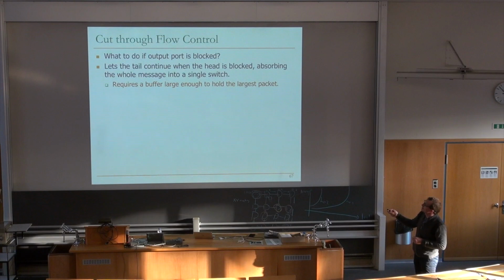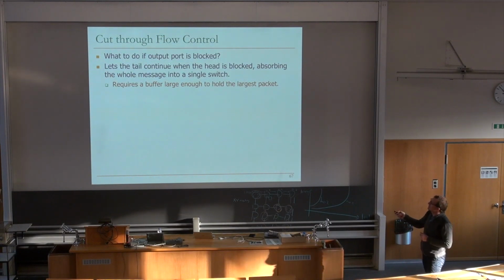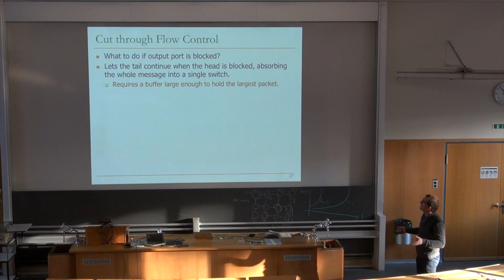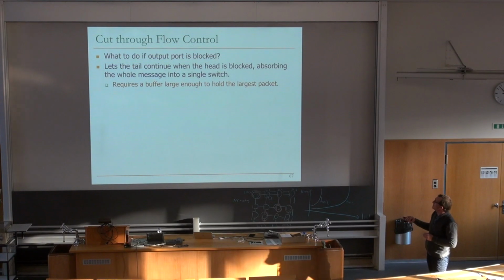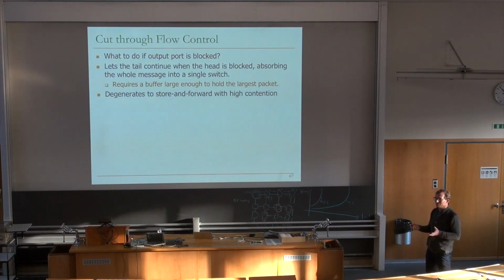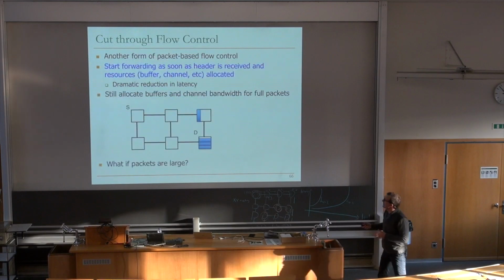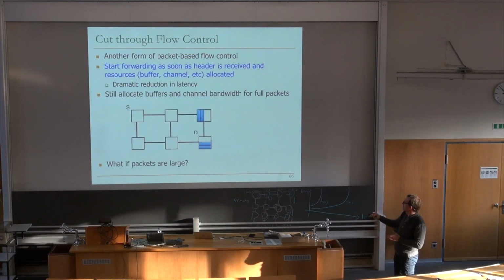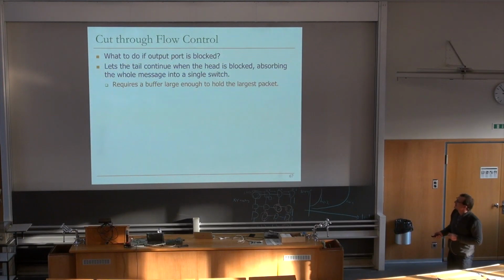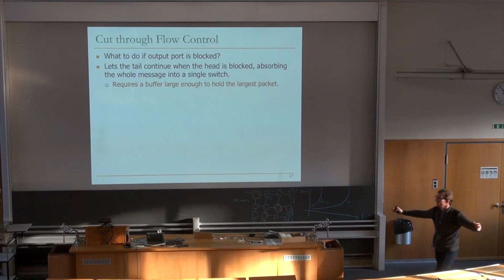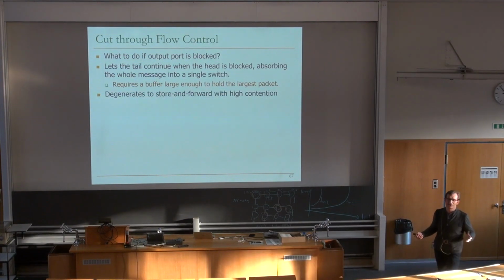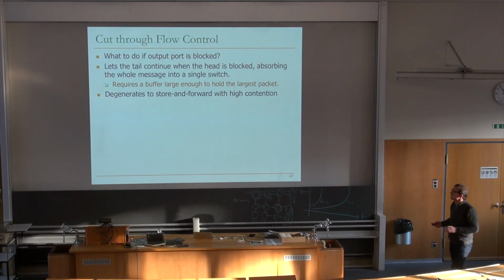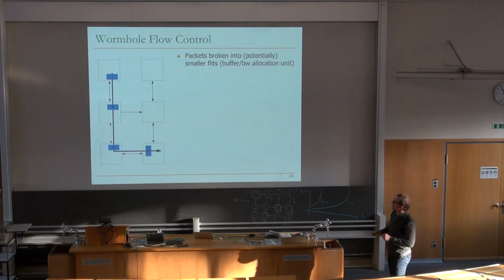So what to do if the output port is blocked? The cut-through flow control lets the tail continue when the head is blocked, absorbing the whole message into a single switch. Basically, it requires a large enough buffer to hold the largest packet. Essentially, if the output port is blocked somewhere over here, actually I don't have that animation over here, sorry. But basically, the entire message needs to be buffered in the router, which requires a buffer large enough to hold the largest packet, and as a result it degenerates to store and forward flow control with high contention. So not good. So the key question is, can we do better?